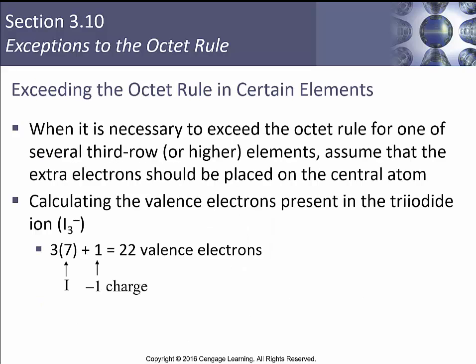So when it's necessary to exceed the octet rule for one of the several third row or higher elements, assume that the extra electrons are going to be placed on the central atom. So the central atom is going to hold more. We will see when we do VSEPR that there's some rhyme and reason to why it's going to do that. Calculating the valence electrons present in triiodide, for example, you've got I3 minus: 3 times 7, and a negative charge brings in an extra one, which gives you 22 valence electrons. You're going to end up with more electrons around that central iodine than you would have in the octet.